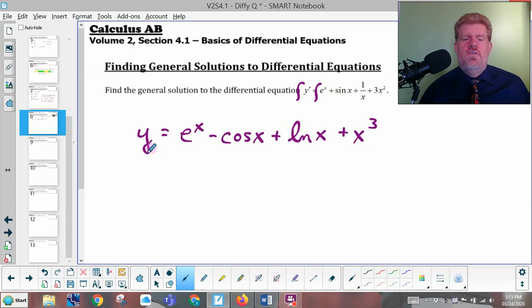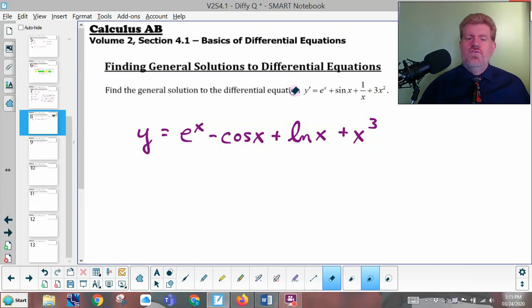Pretty easy to verify. Does this derivative equal that original equation? So y prime would equal e to the x plus sine of x plus 1 over x plus 3x squared. That is a general solution to the differential equation, but I forgot something.